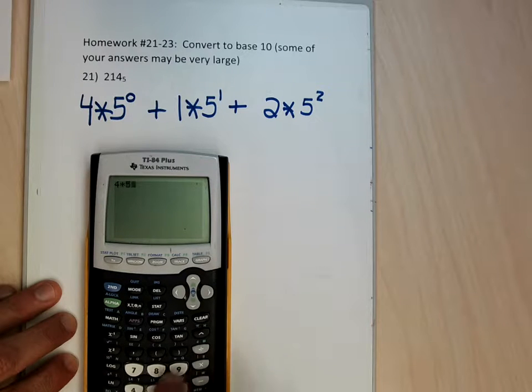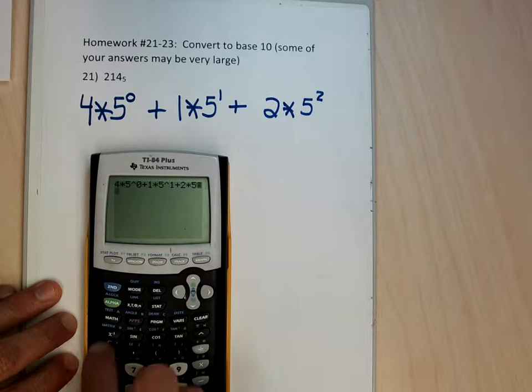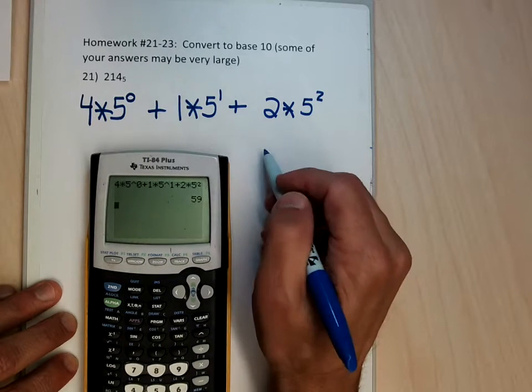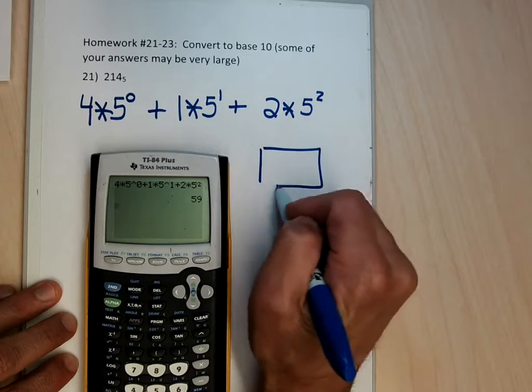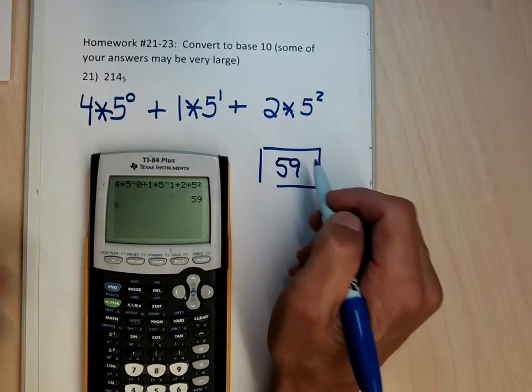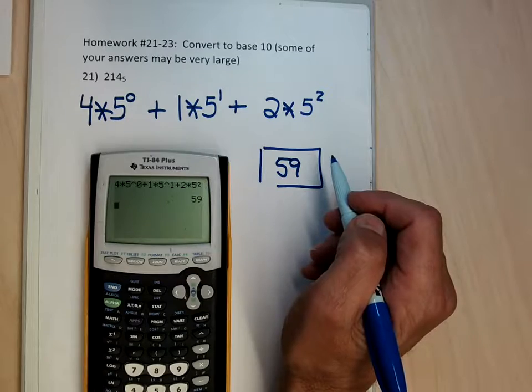This is 4 times 5 to the 0, plus 1 times 5 to the 1, plus 2 times 5 squared, or 5 to the second power. 214 base 5 is equal to 59 base 10, and that's going to be the whole answer for 21.